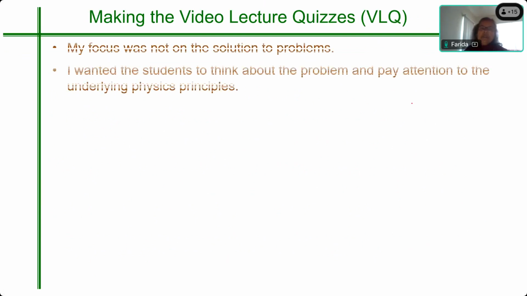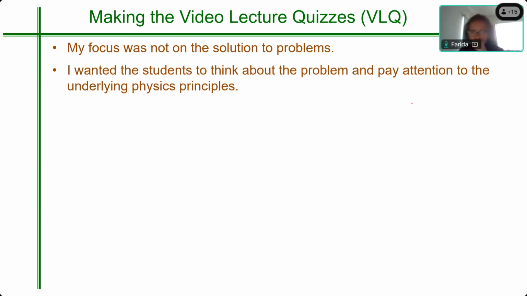Now, my focus was not on how to solve the problem. That we do all the time. If they're not getting it, and I just ask them to solve it, all they would do is probably Google the answer or have ChatGPT answer it for them. I don't really need that. What I want is that when students see a physics problem, they think about the problem and pay attention to the underlying physics principle.